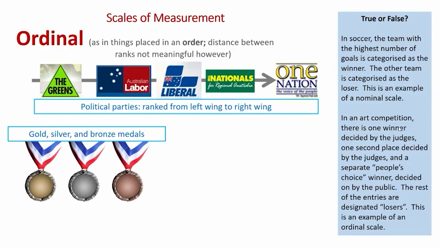So gold is always better than silver, which is always better than bronze, but we're saying nothing about the relative distance between them. So it's not the case that gold is twice as good as silver, which is twice as good as bronze, or anything like that.